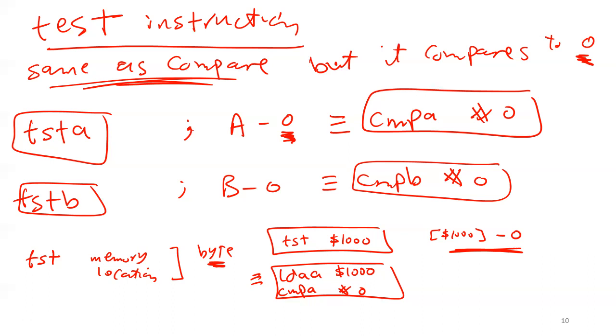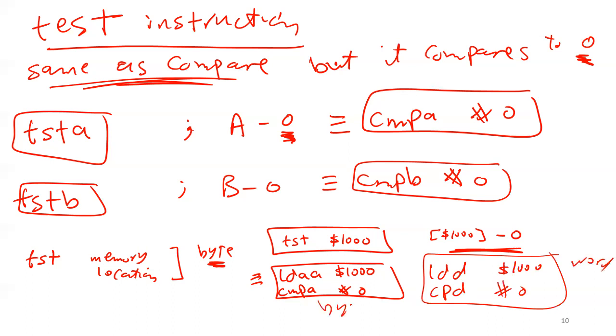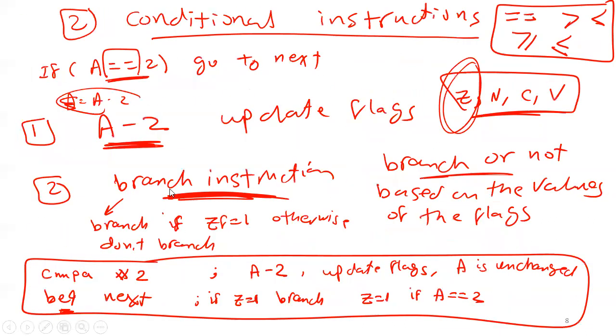Also keep in mind, this is for byte. This memory location is a byte. If it is a word, what would I do? If it is a word, you cannot use this one, but you can use this one. In this case, you have to, for example, say load G. If it is a word, you can say load G 1000, and then you can say compare, CBG. Compare G to number 0. This is the result. Any questions?